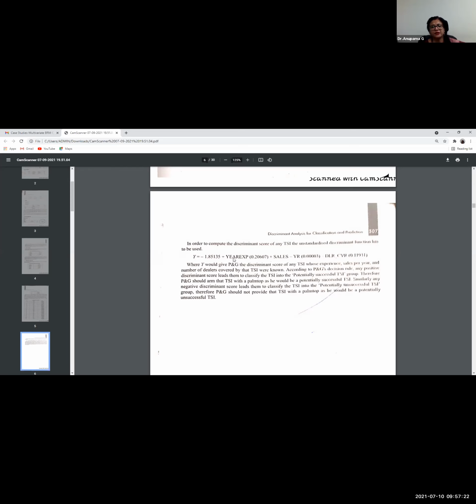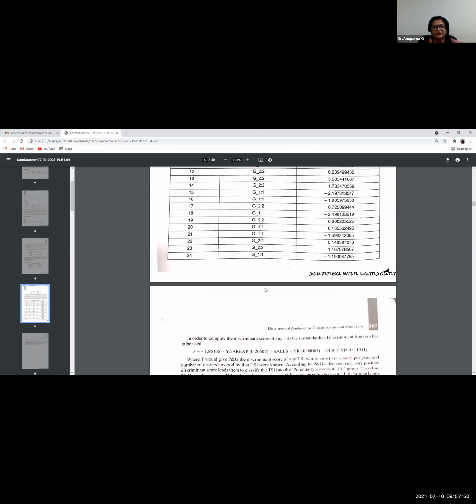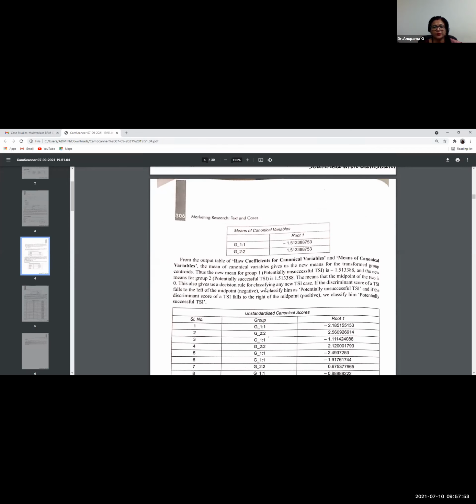In this case, the meaning of the function is that it has a negative constant, years of experience has a positive coefficient, sales has a positive coefficient, and dealer coverage has a negative coefficient. The amount of the coefficient indicates that the more positive the coefficient of an independent variable, the more it impacts the Y value. So how many independent variables are there? There are three: years of experience, sales, and dealer coverage, which you saw in the input data.